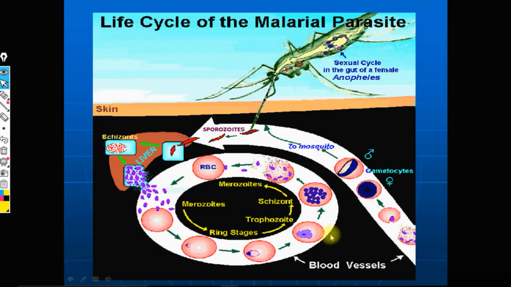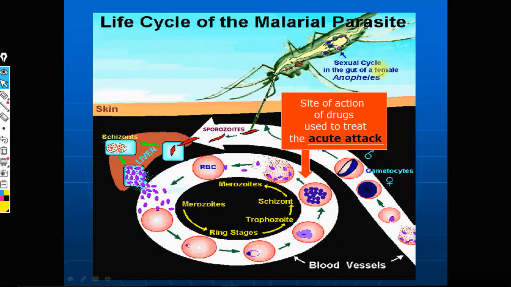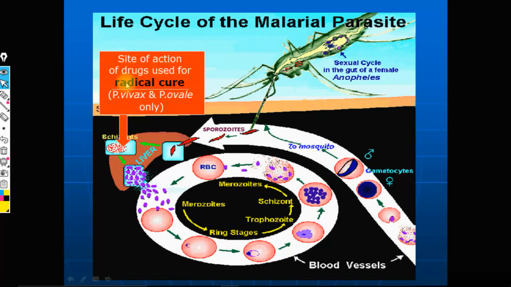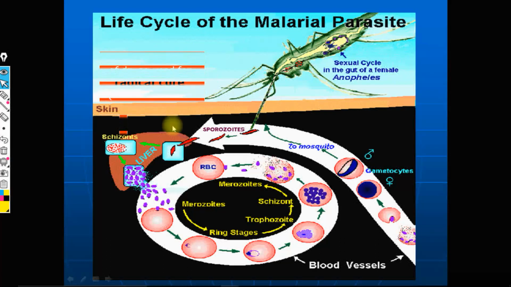So we have learned 4 sites, right? Again we are revising. First one, site of action of drugs which are used to treat acute attack. Definitely these are blood schizontocidal agents, they are acting on the endoerythrocytic cycle. Next is drugs which are used for radical cure, in that case they are tissue schizontocidal agents, and they are very important for the treatment and management of Plasmodium vivax and Plasmodium ovale infection.